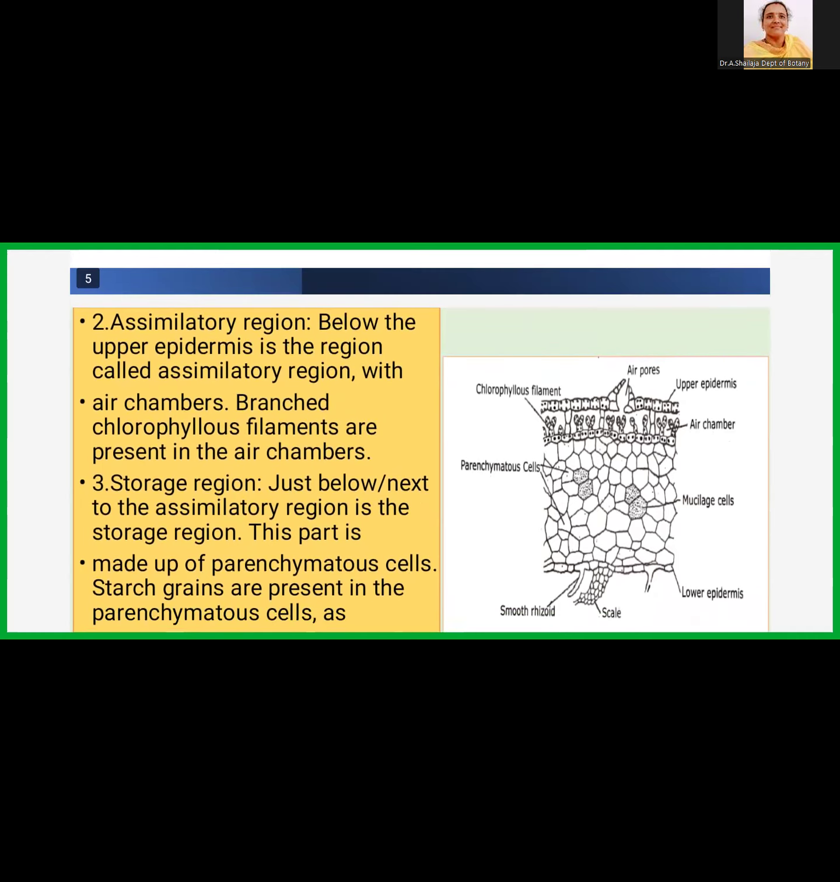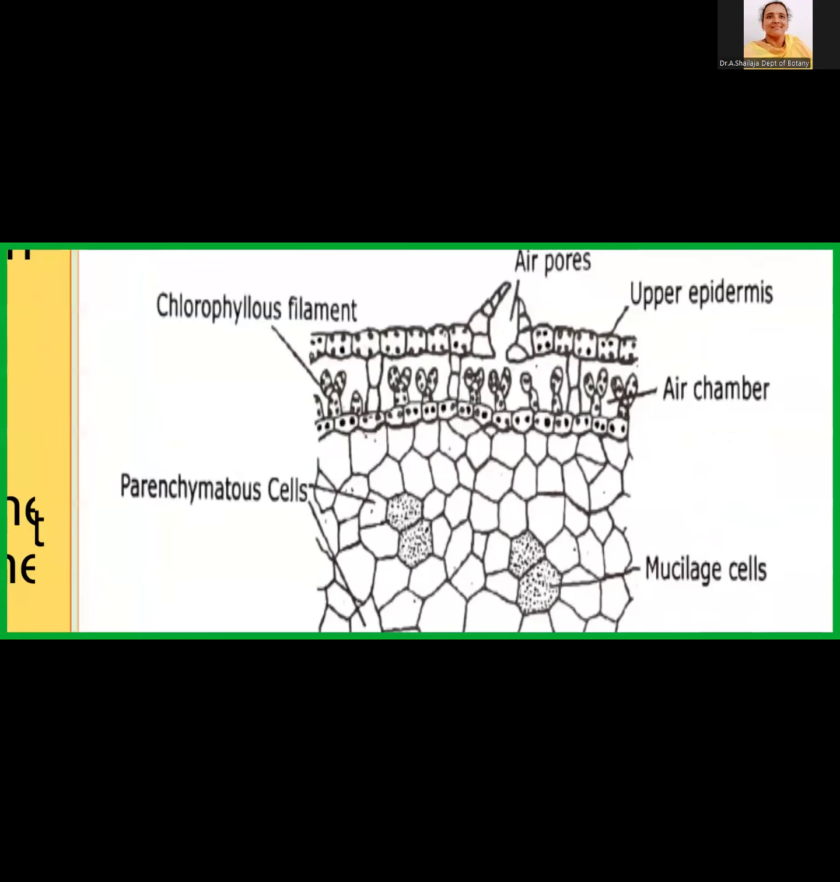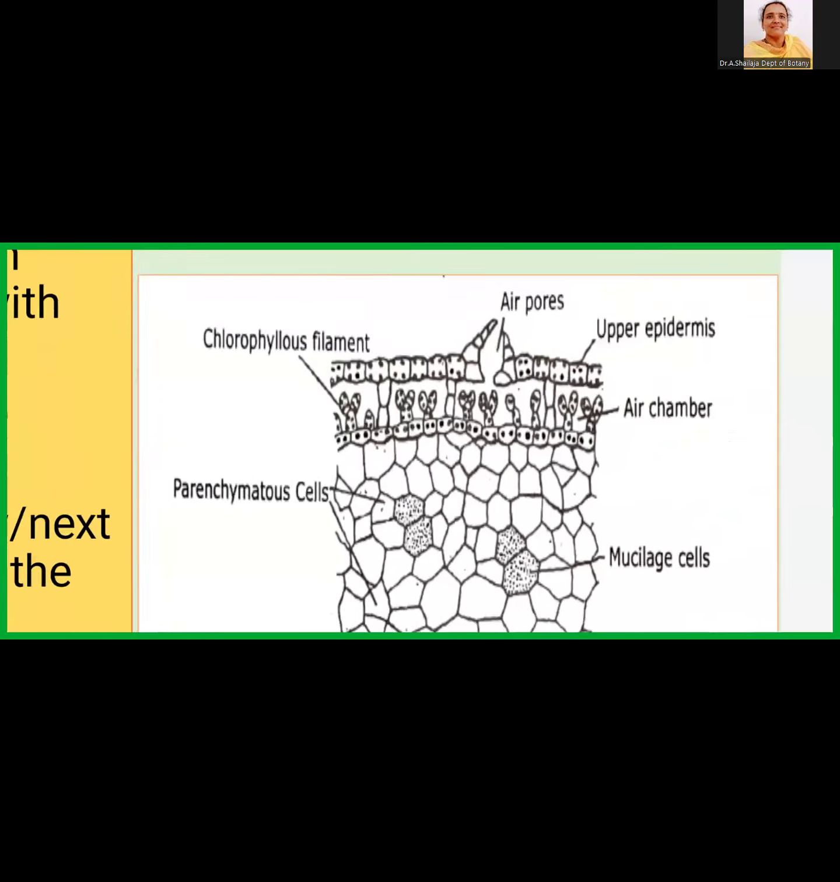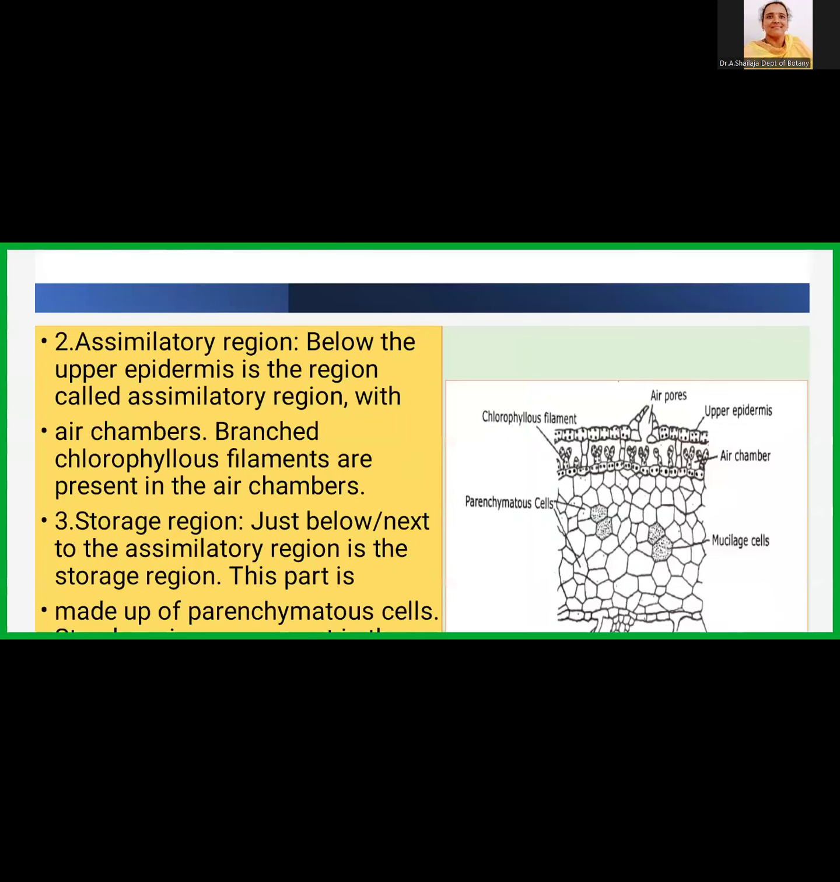Next, in the thallus structure, the second part is the assimilatory region. The region below the upper epidermis is called the assimilatory region. See here, this is the air chamber. Below the upper epidermis there are chlorophyllous filaments and air chambers, that is called the assimilatory zone. Clear?